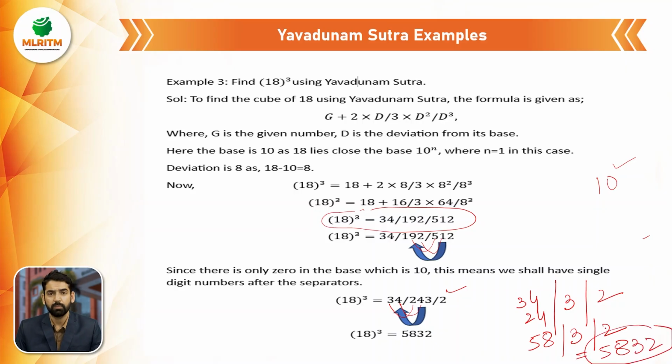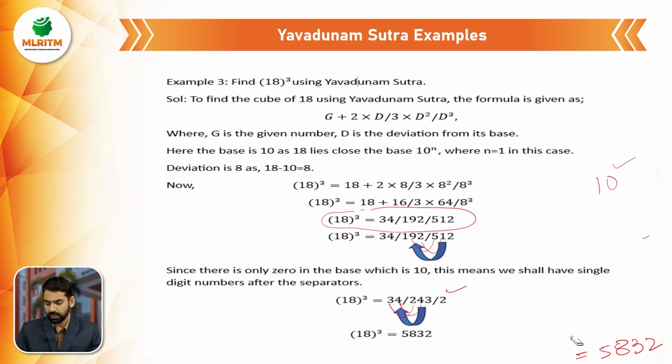So this is a very important point that students should remember here: when we have a base which has a single zero, we should note that after the first separator, the numbers should be single digit numbers. Now if we have a base which has 2 zeros, then to the right of the first separator we should have numbers that have 2 digits.